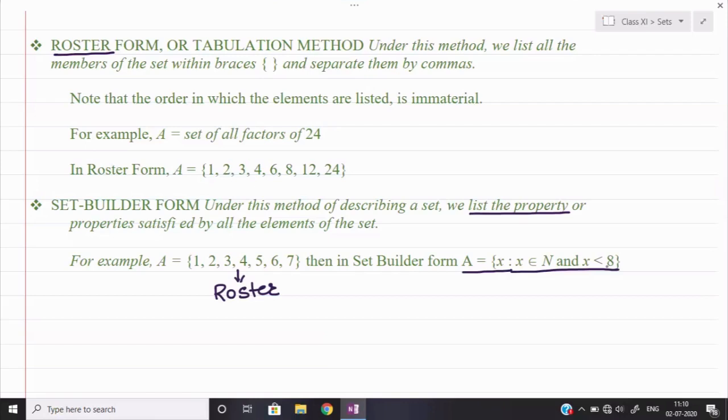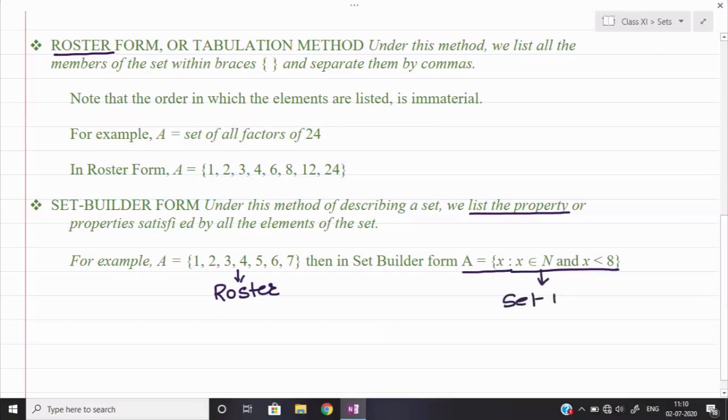So below 8, which numbers will come? 1, 2, 3, 4, 5, 6 and 7. So only those elements come which I have already written in the roster form. See, in roster form we list out all the elements, while in set builder form we define all the elements with the help of properties. So this particular form is called the set builder form.